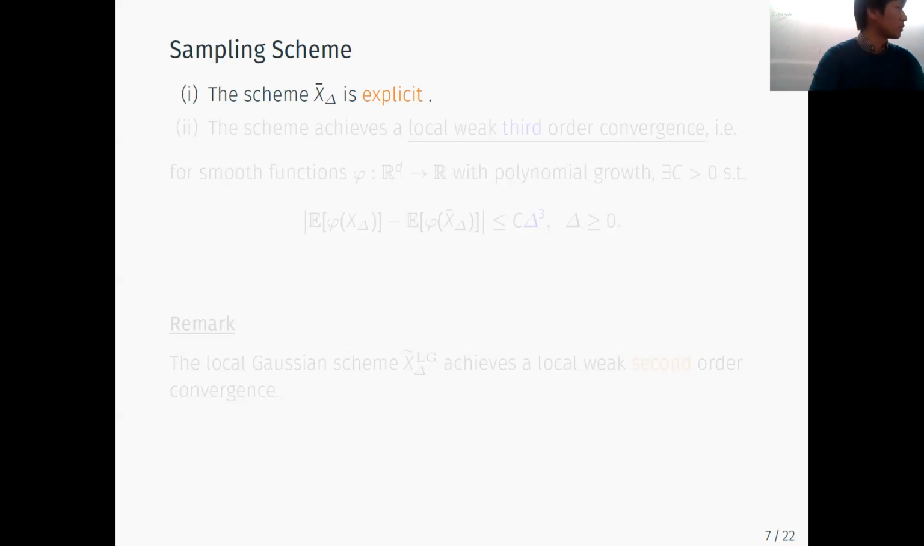And the first property is that, yes, the X bar is explicitly computable by simulating the Brownian motion. And that is the first important point.